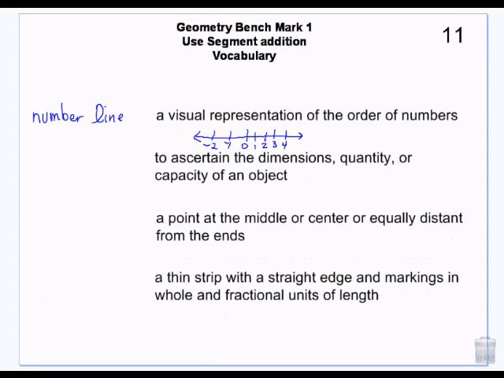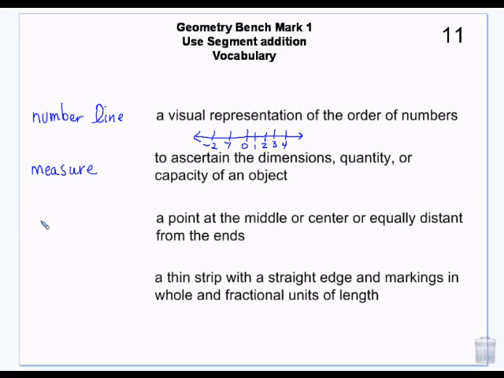Okay, so a number line is just a visual representation of the way numbers are in order. Numbers are an ordered set because they go in order, and number lines show us that. Measure. You guys don't have to write this one down. Measurement means to ascertain or discover the dimensions, quantity, or capacity of an object. You can measure length, volume, density, weight, how many things. You know what measure means.